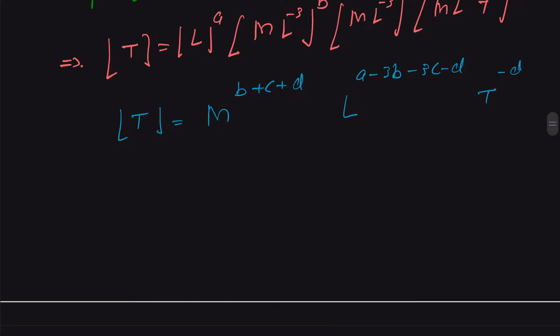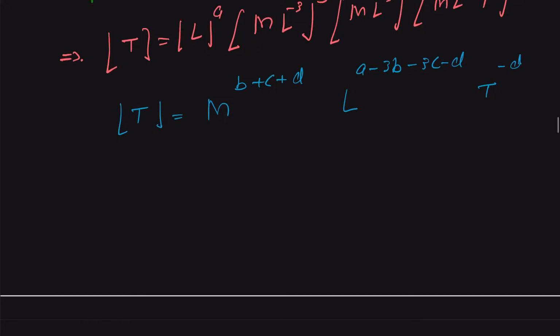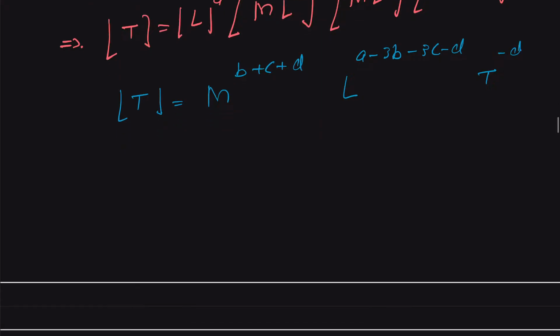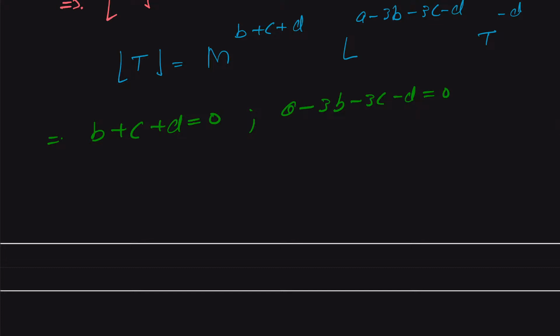So on the left side the dimension of M is M0. Therefore we can say that b plus c plus d will be equal to 0, and for length it is also 0, so we get a minus 3b minus 3c minus d is also equal to 0. But for time T we get minus d is equal to 1, which gives us that d is equal to minus 1. So we found out that d is equal to minus 1.